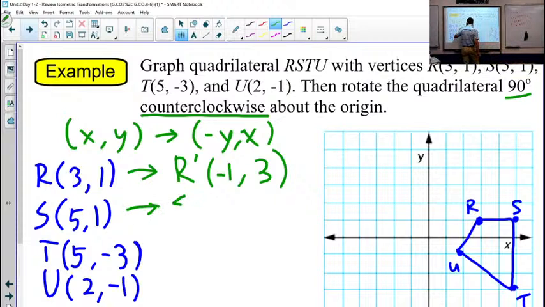Next one, to get to s prime. Watch it happen again. 5, 1, switch x and y. 5, 1 becomes 1, 5. And now that first coordinate, which is the new x coordinate, gets its sign changed. So instead of 1, now it's negative 1.